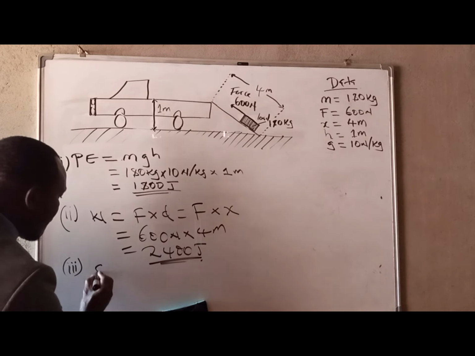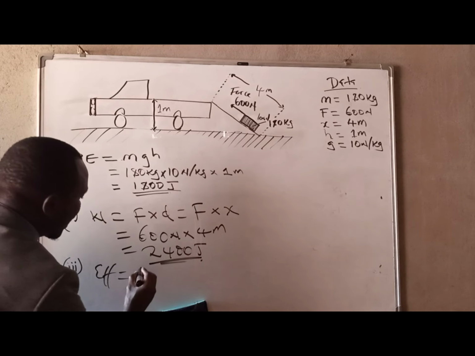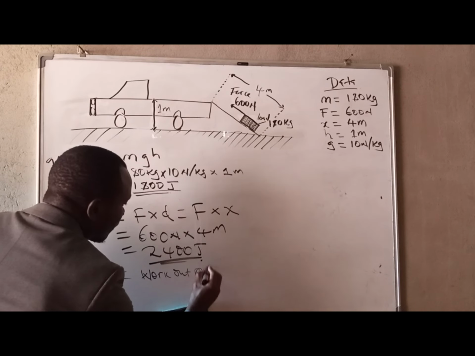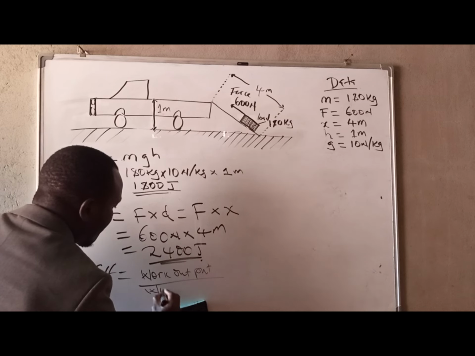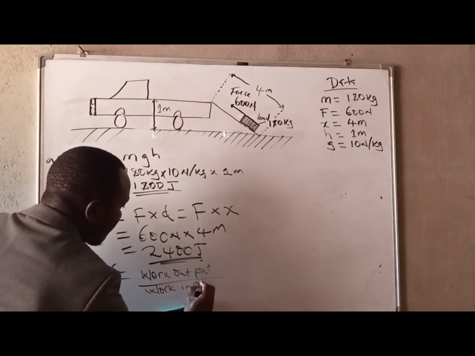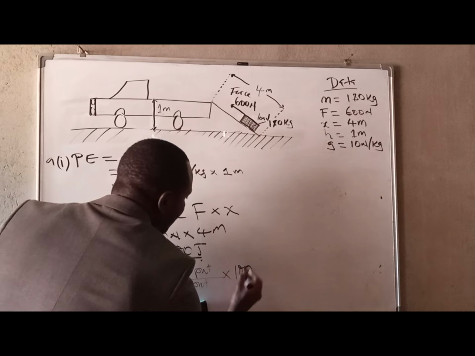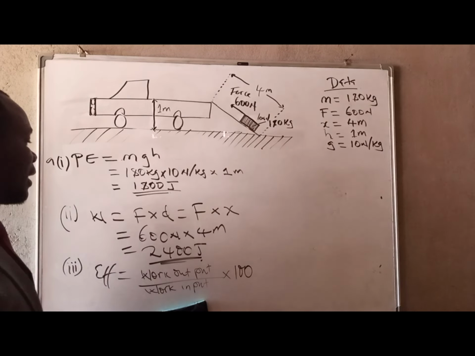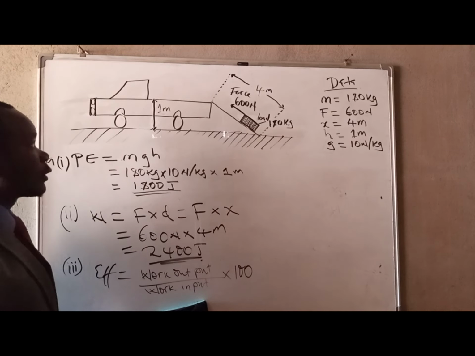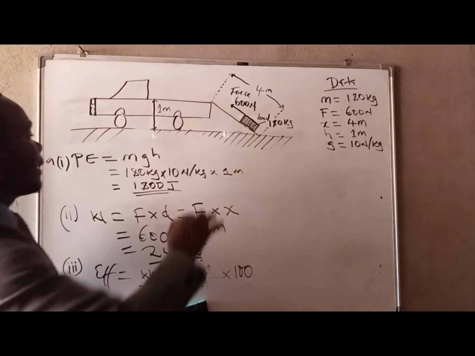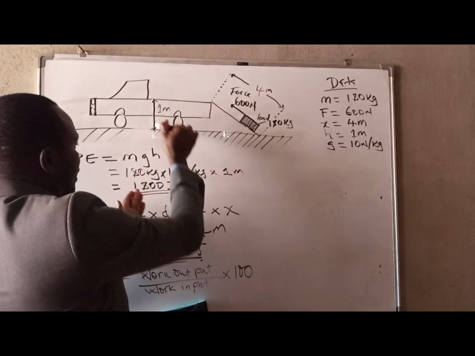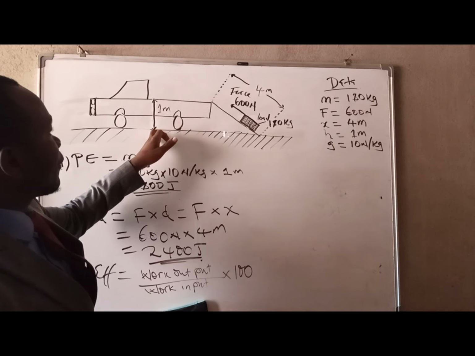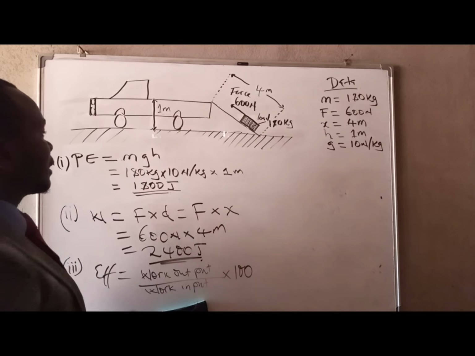Then the third part of question A requires us to find the efficiency. Now, efficiency is given by the work output over work input times 100. So this is the percentage that is expressed in this form. Then the work output is actually the work that is done.